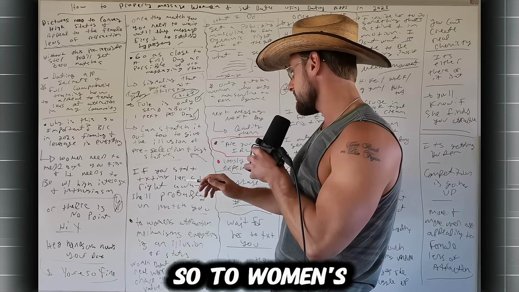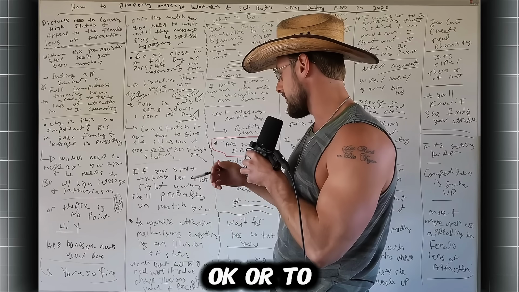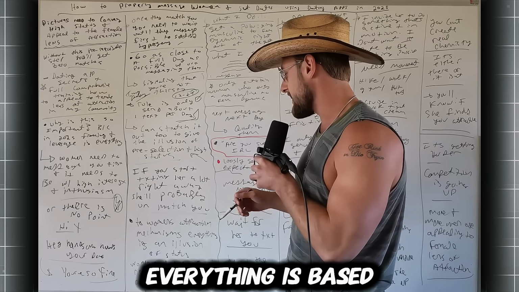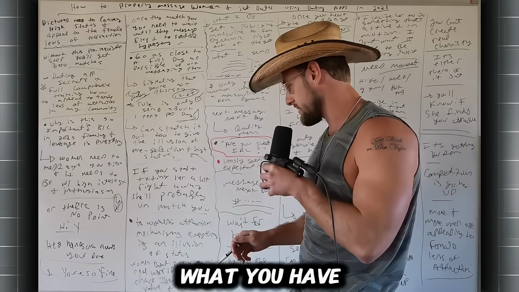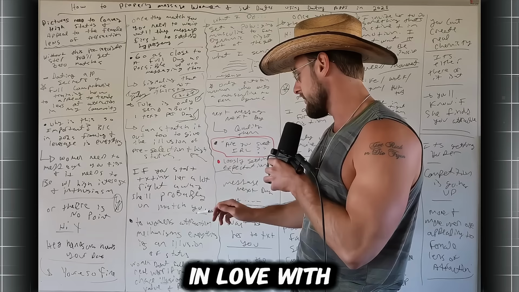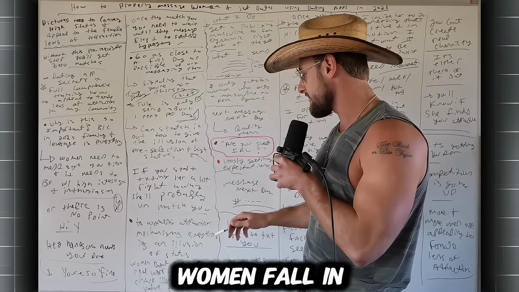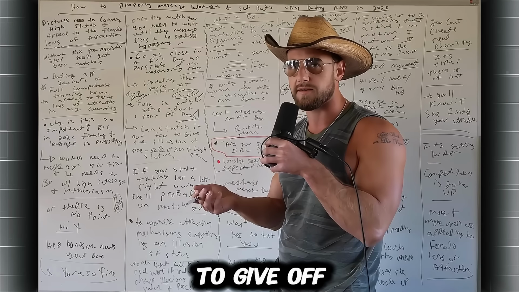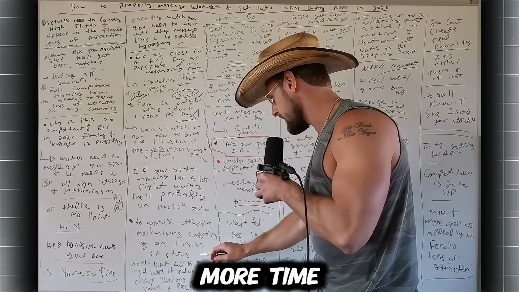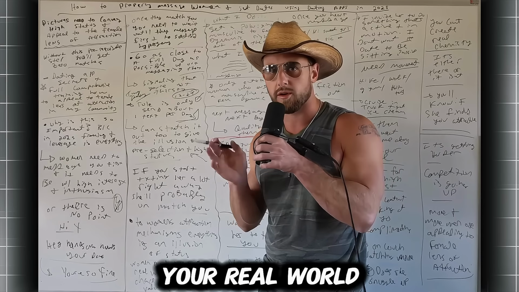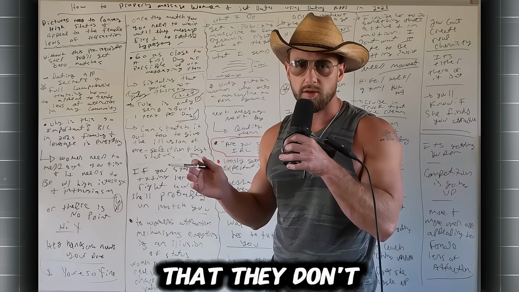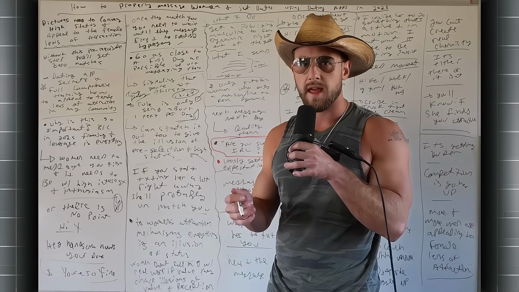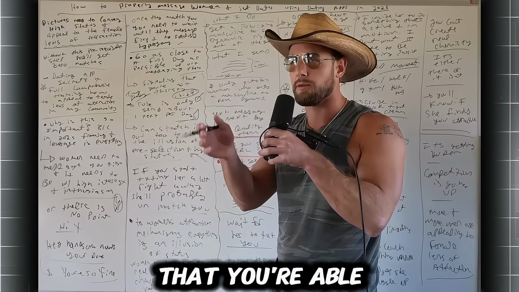So, to women, their attraction mechanisms, everything is based off an illusion of status. So this is what you have to remember. Women don't fall in love with your real world value. Women fall in love with illusions of value and the perception that you're able to give off. So say that with me one more time. They don't fall in love with your real world value. In fact, I would even say that they don't care. They only care about illusions of value and the perception of status that you're able to put in front of them.